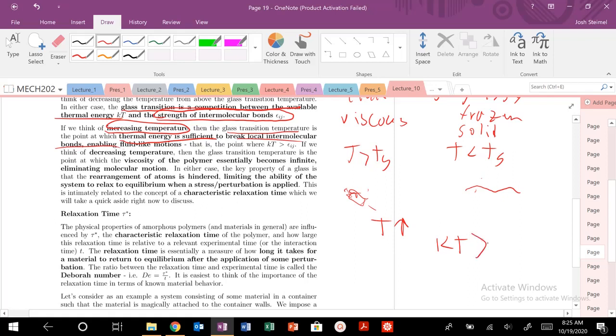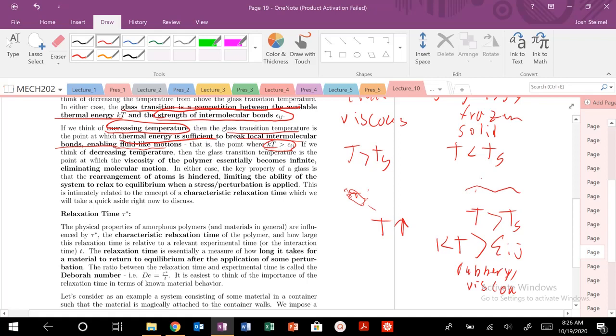So when kT is greater than epsilon_ij, I'm going to be above my Tg. When kT, my thermal energy, is greater than my intermolecular interactions, then I behave rubbery, or fluid, or more viscous. When this is occurring, my temperature is greater than Tg, and that enables these fluid-like motions.